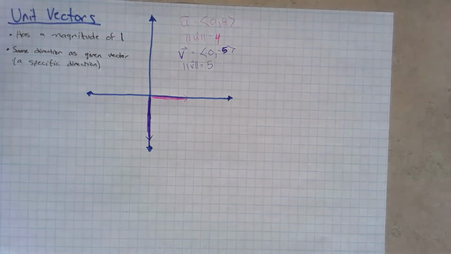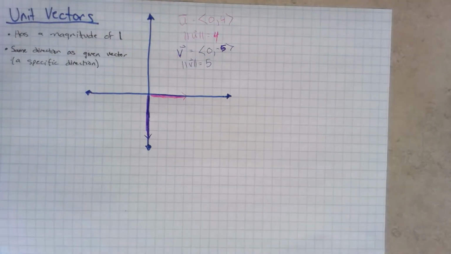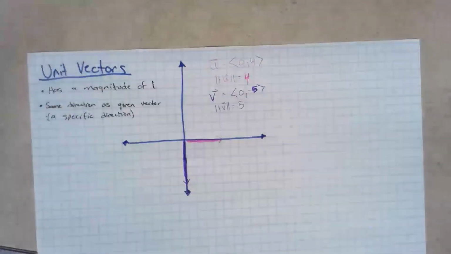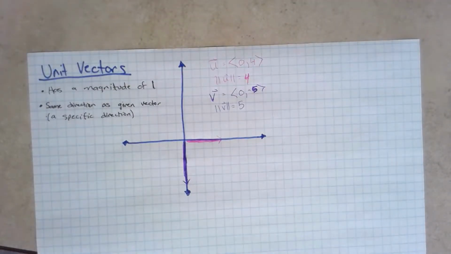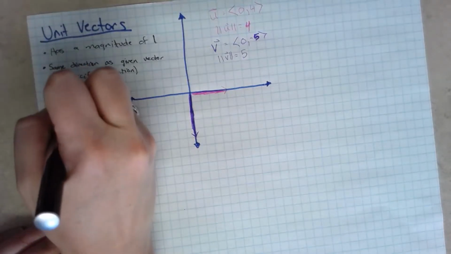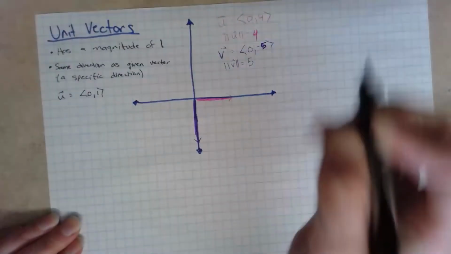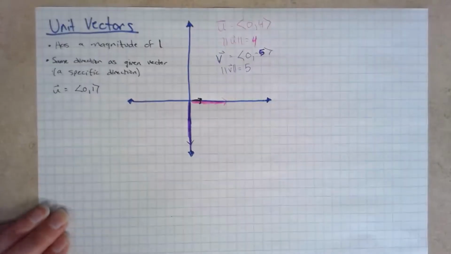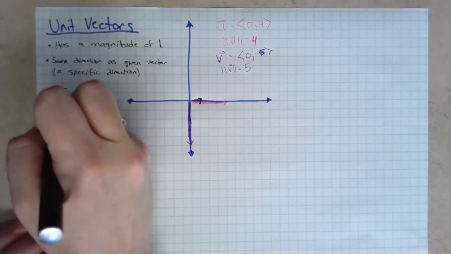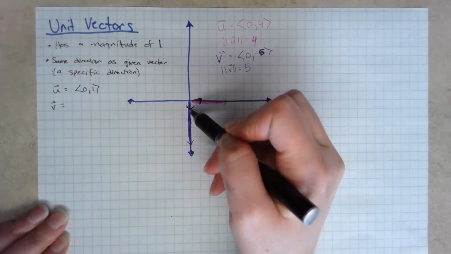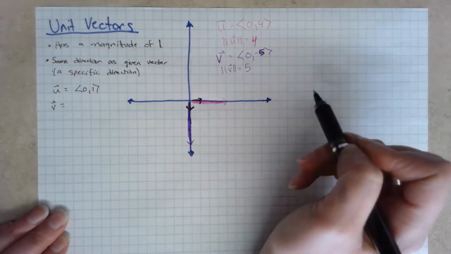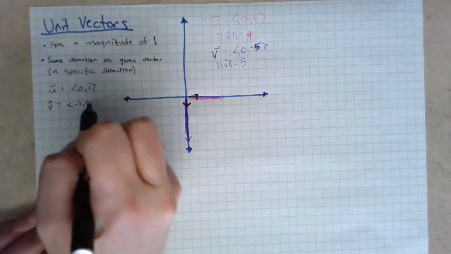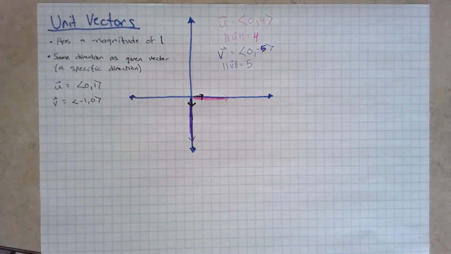Okay, so thinking about u, what would the unit vector for vector u be? Well, hopefully you guys said, easy peasy, that would be 0, 1. Kind of makes sense. So same direction, magnitude of 1. What would v be? Well, same direction, length of 1. That would be negative 1, 0. So vertical and horizontal ones are really easy to deal with.